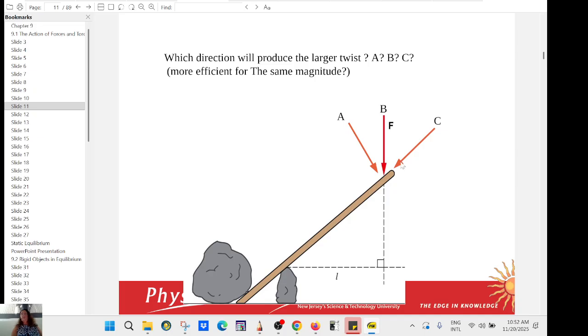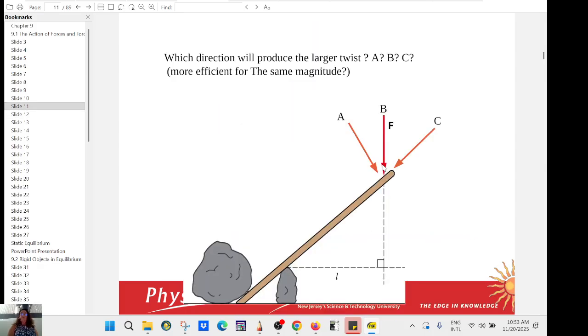Okay, so in those cases, the distance is the same. Which one will be more efficient? More torque, larger torque. See, you push the stick into the ground. A, perpendicular is the most efficient. If it's not perpendicular, then you have to find the components, the perpendicular component, to do the math.